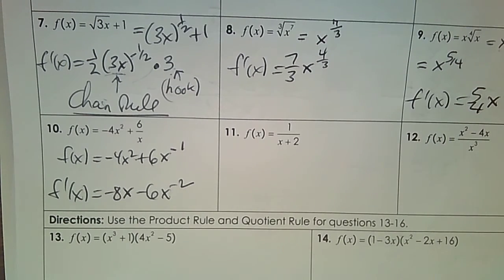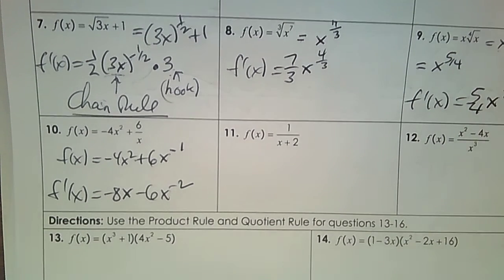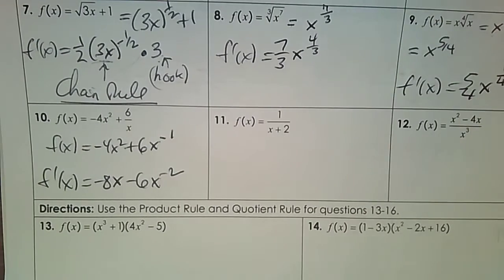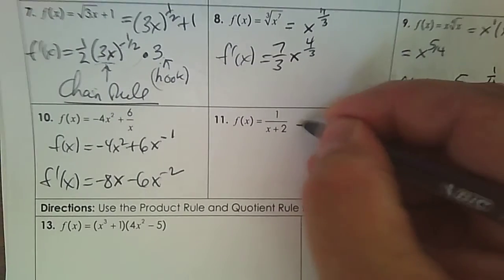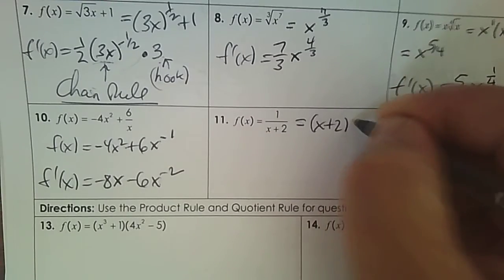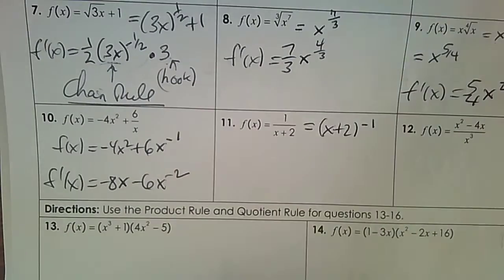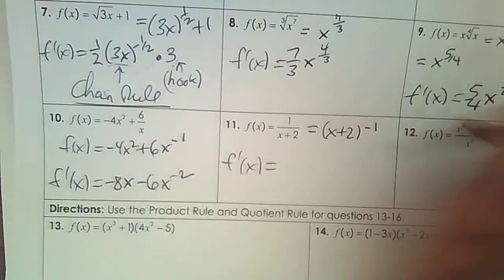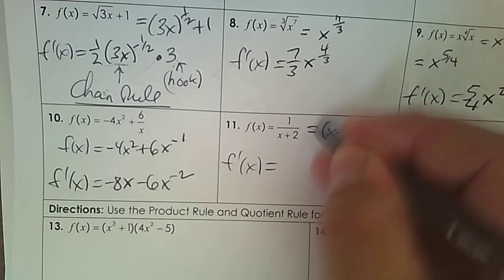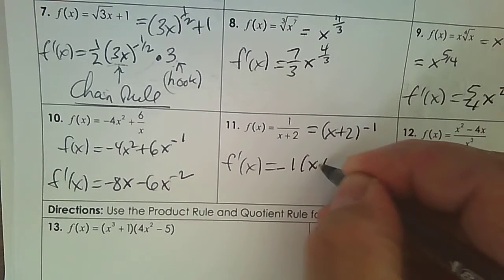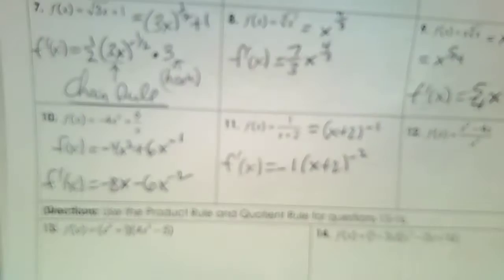Number 11. Make this calculus friendly. That would be x plus 2 to the -1. Now do the power rule. So the power rule will be -1 times 1. Subtract 1, which would be -2.